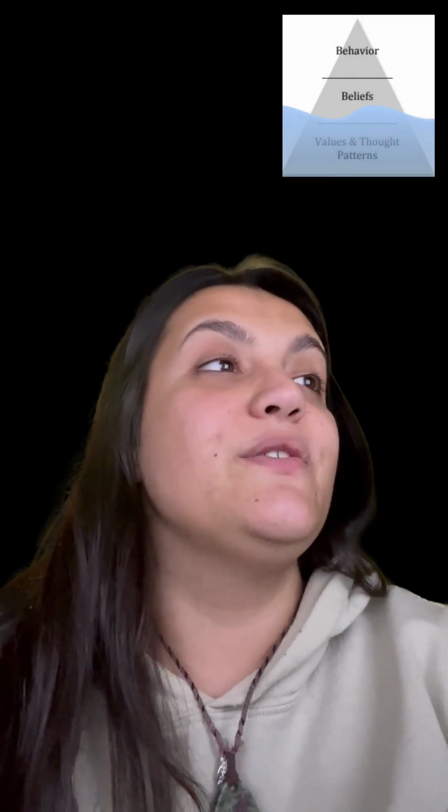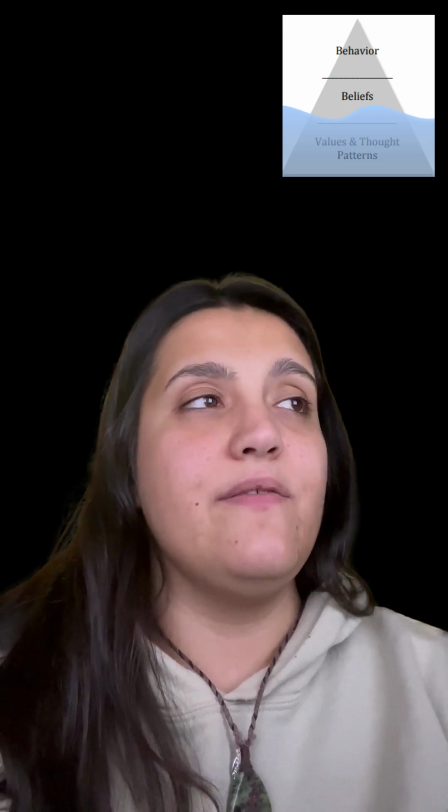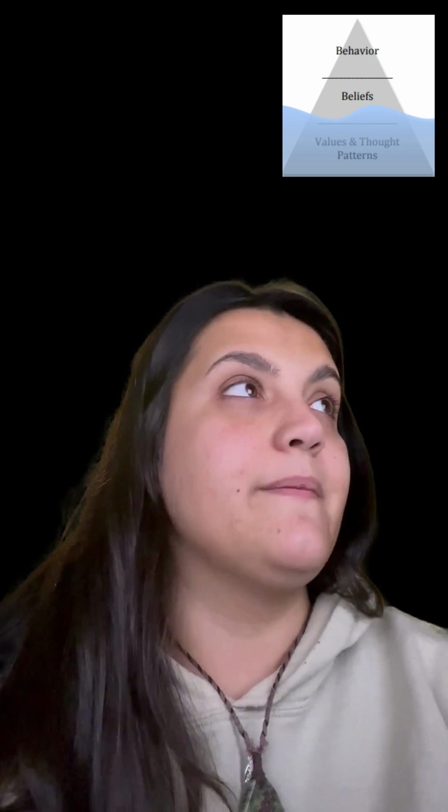So first, let's take a little bit of time to look at this model and understand what it's trying to represent. So here you can see the photo of a triangle and a blue line. That triangle is to represent the iceberg created by Edward T. Hall, and that blue line is representing water. So when we look at this, we see a breakdown of behavior, beliefs, values, and thought patterns. Some of these sections are shown above the waterline, while others are shown below the waterline.